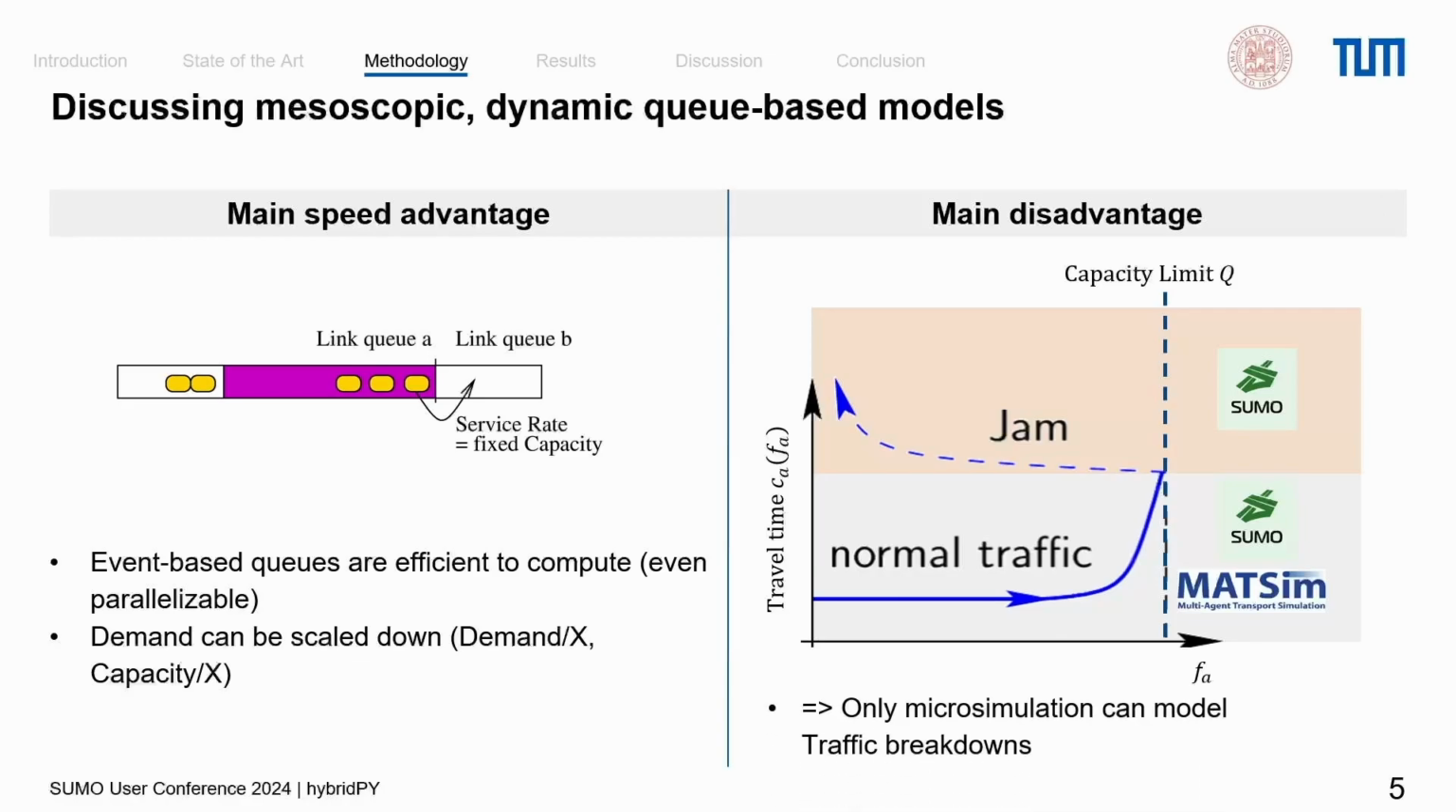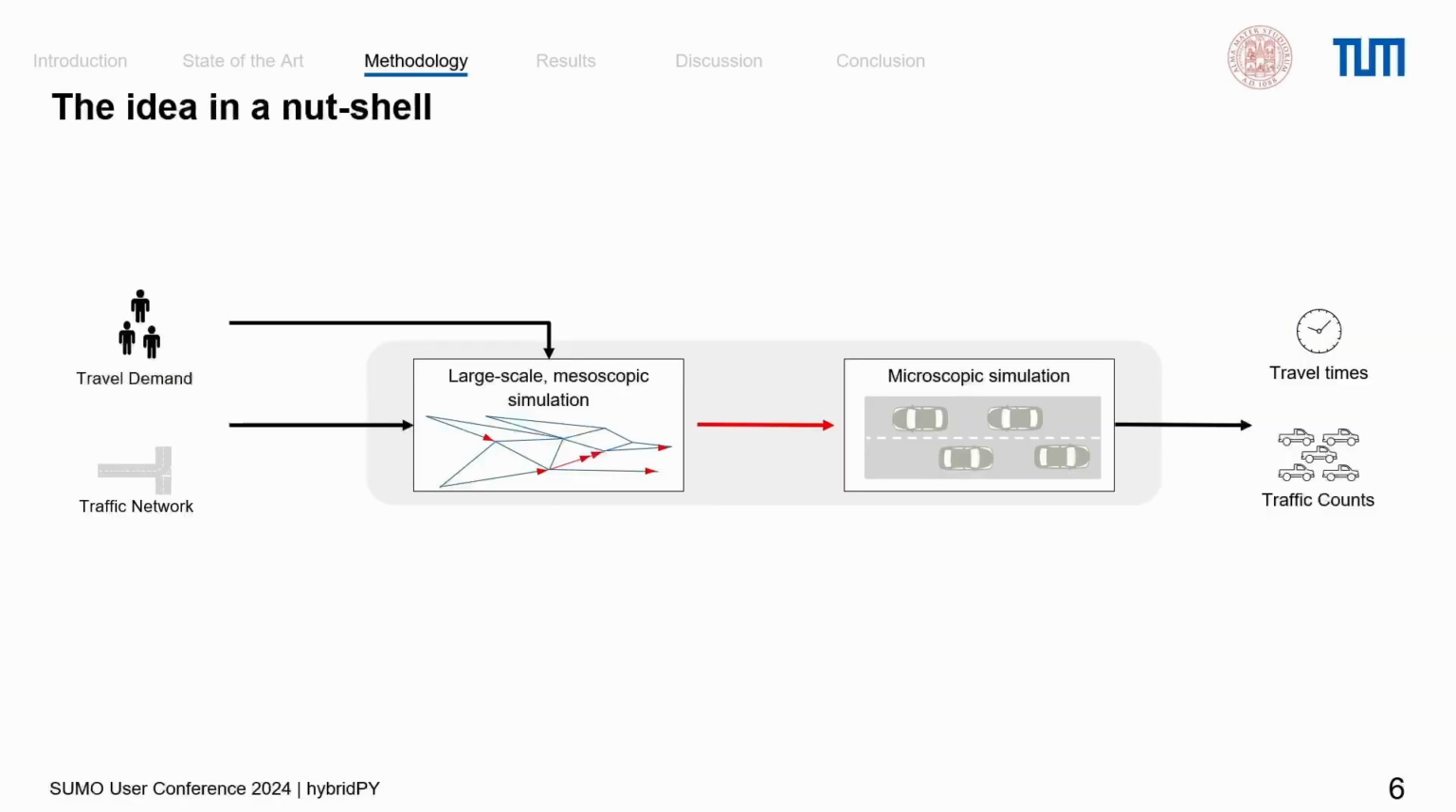Okay, so the microsimulation is the one that models this part. And so we have a chance to create a demand with a fast model, and then with a SUMO simulation we can also model this kind of phenomena.